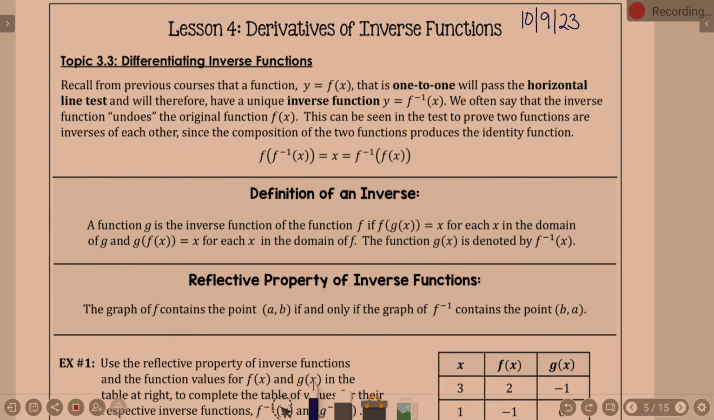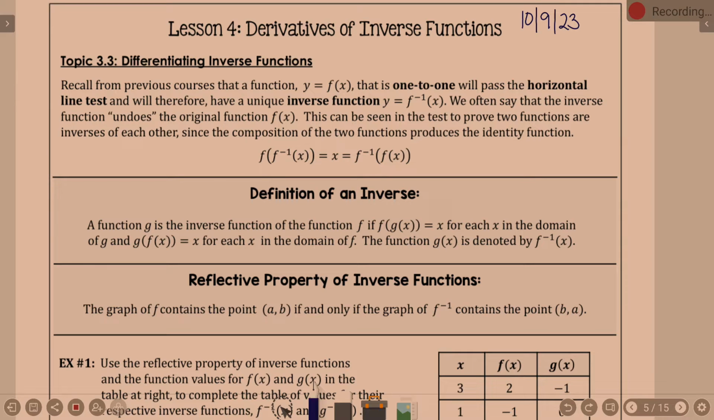is derivatives of inverse functions. They have their own special rule that we're going to talk about. So, recall from previous courses that a function, y equals f of x, that is 1 to 1, will pass the horizontal line test and will therefore have a unique inverse function.